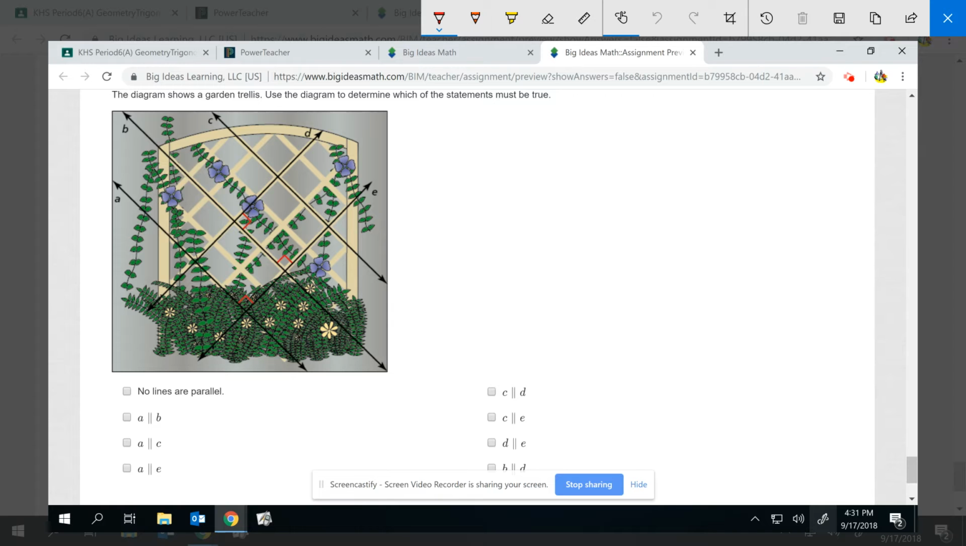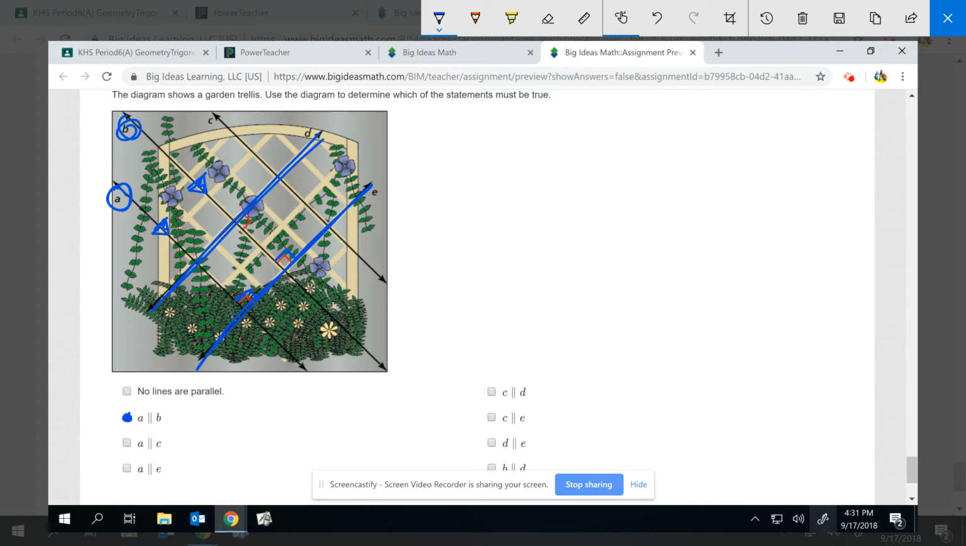Let's see. We have perpendicular lines here. So let me go back to blue here. So you see this perpendicular and this perpendicular. Both these two lines right here, A and B, are both perpendicular to E. So A and B have to be parallel. So that has to happen. Okay, we also see that E and D are, so that means that A, B are parallel.